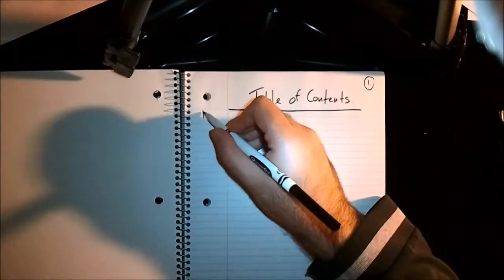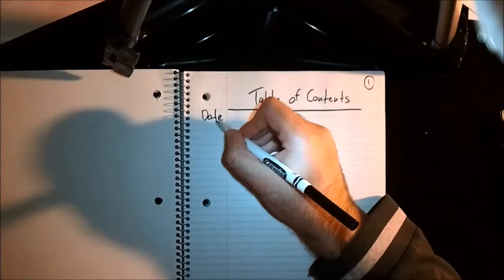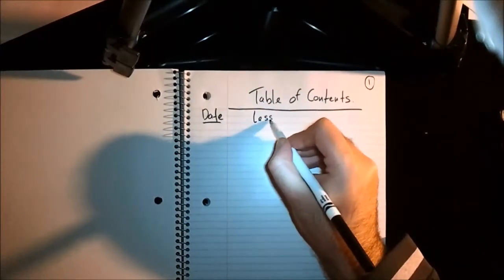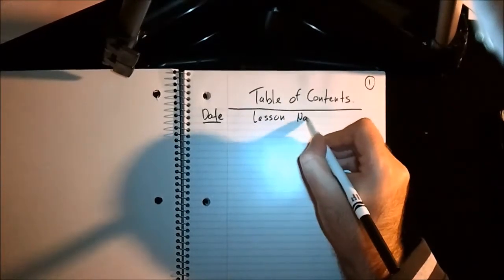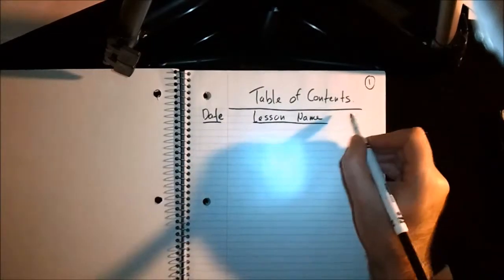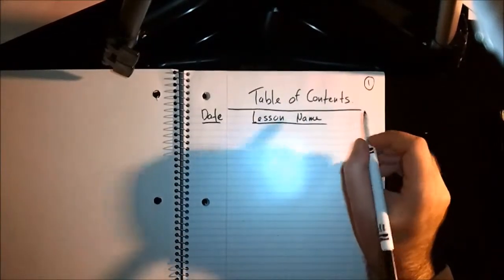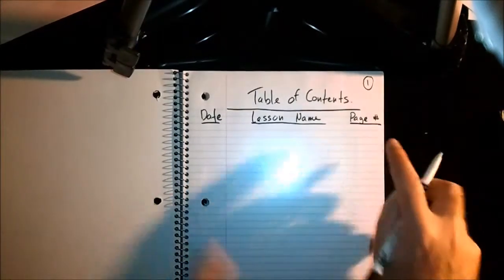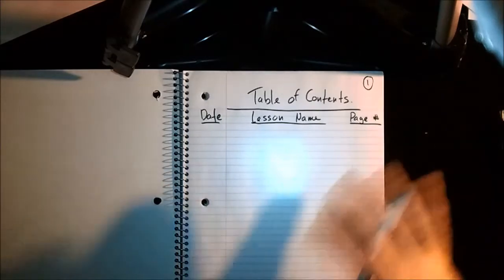On the table of contents, on the very left side here, date, lesson name in the middle, and then on the right side here is page number. And I know some of you might have the date and the page number flipped. That's okay, that's not a problem. The lesson name should always be in the middle because it's going to take up the most amount of space.